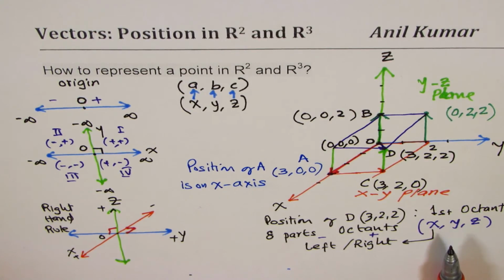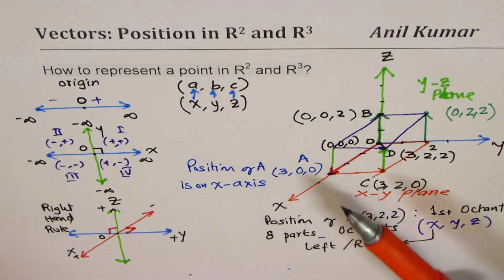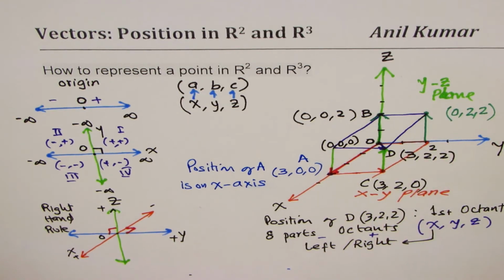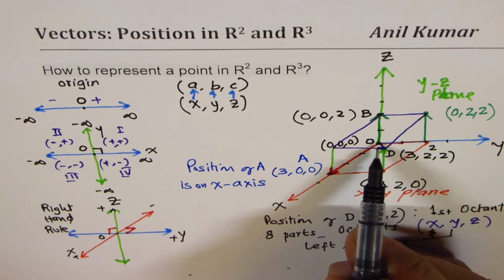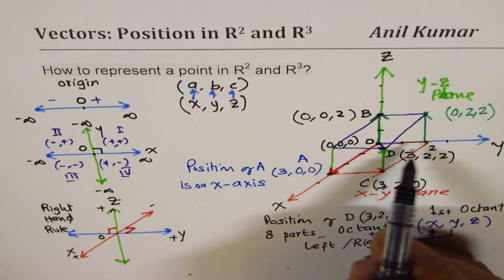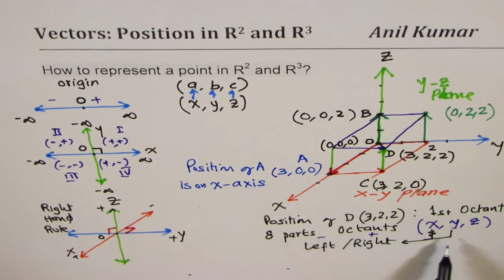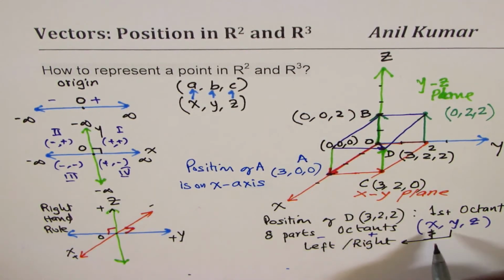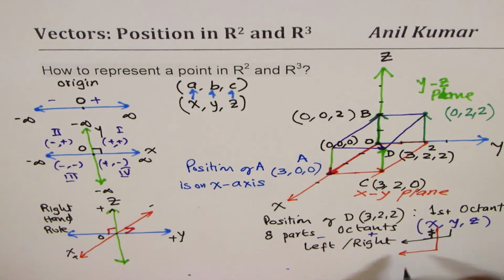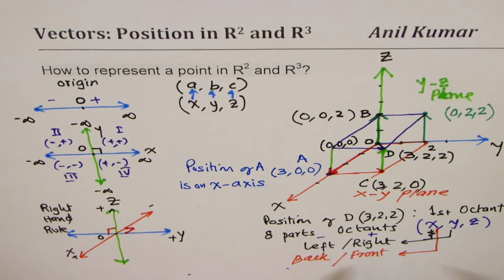I'm sorry, x is actually front and back. I'll not erase this, but I'll extend this to y. So y is left and right. If I go negative, I'm going to the left side, and right is positive for y. For x, we are saying coming front is positive, and back is negative x. Is it okay?